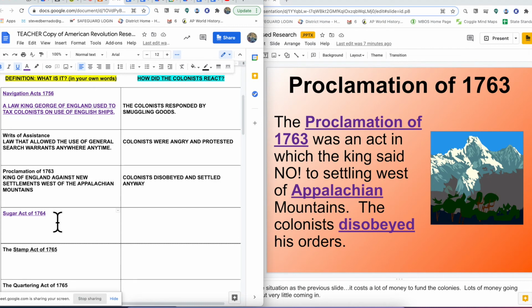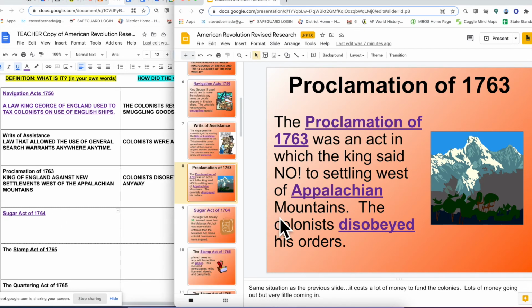Okay. So now you can see that this is a back and forth between the British government, the King of England, and the 13 colonies. The king says, don't do this. The 13 colonies do it anyway. The king says, don't do that. The 13 colonies get angry. They protest against it. This starts to build up and boil over.